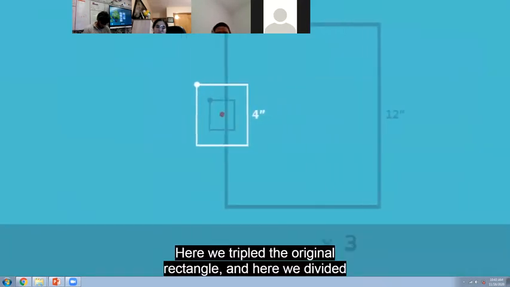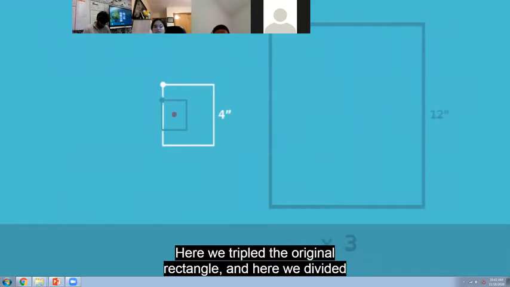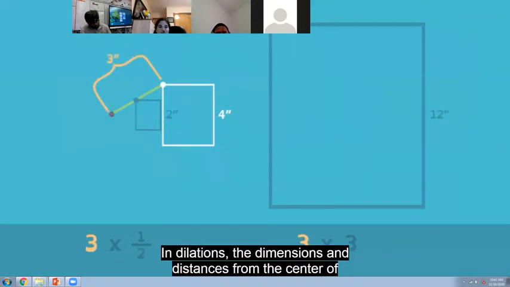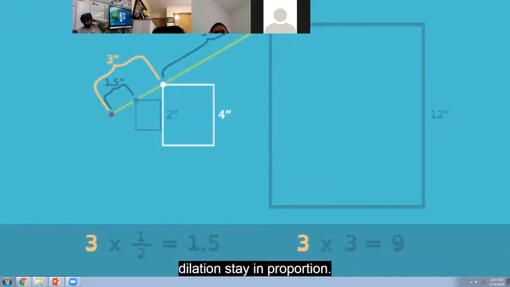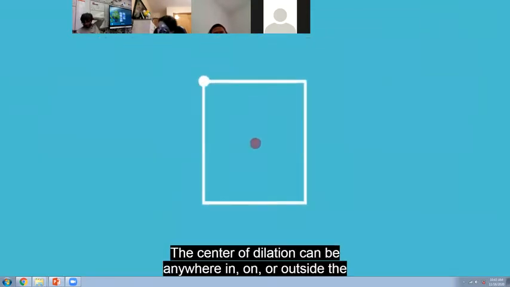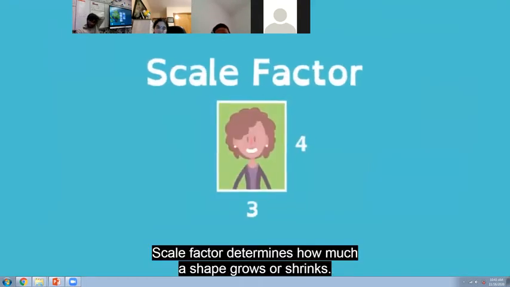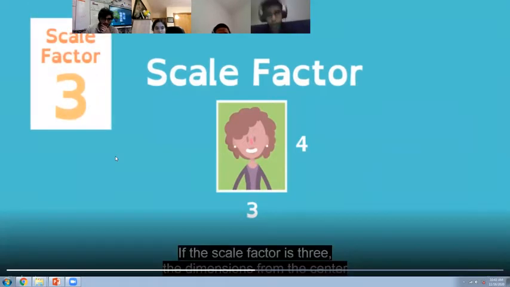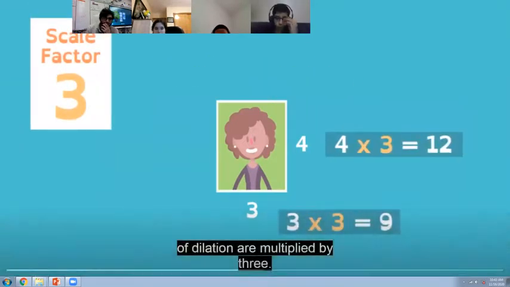Here we tripled the original rectangle, and here we divided it in half. In dilations, the dimensions and distances from the center of dilation stay in proportion. The center of dilation can be anywhere in, on, or outside of the shape. Scale factor determines how a shape grows or shrinks. If the scale factor is 3, the dimensions from the center of dilation are multiplied by 3.